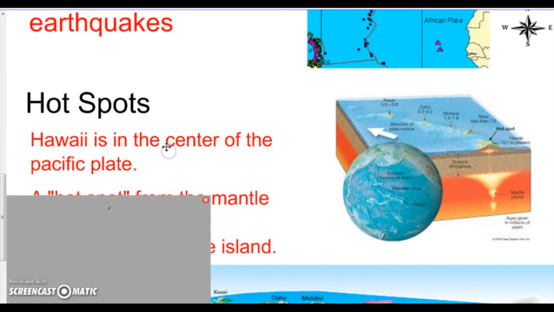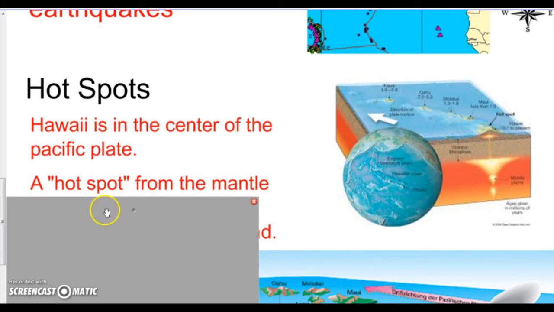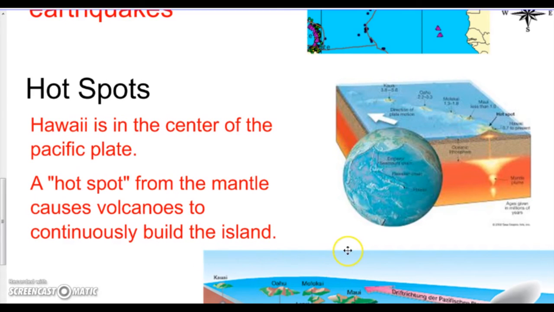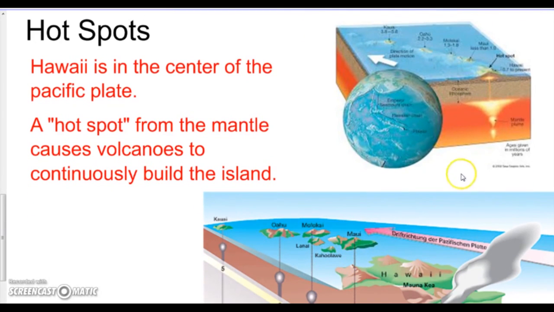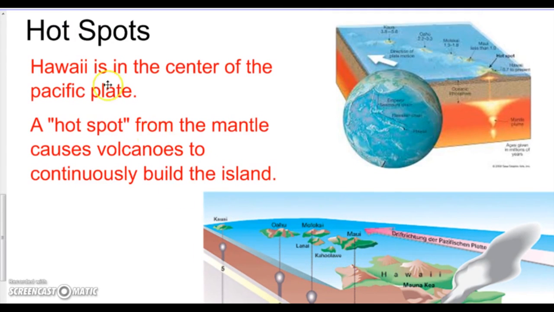Anyway, so a hot spot is, here's where in the notes, Hawaii is the center of the Pacific plate. A hot spot from a mantle causes volcanoes there to continuously build the island. So you should know that hotspots can happen on the surface of the Earth too. This is a different reason for volcanoes to happen, and it's not due to subduction or plate separating. It's due to these mantle plumes, these really hot spots on the mantle.